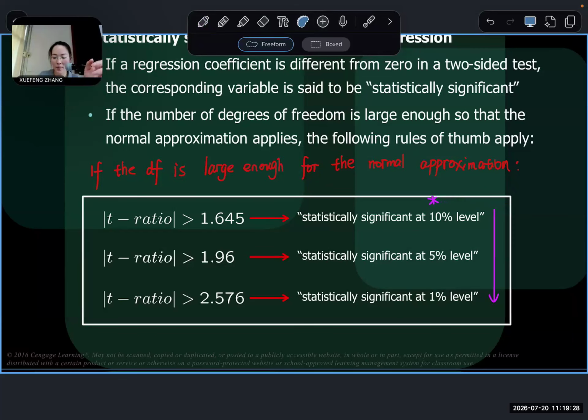So how about 5%? Can you guess? How do we call this symbol? Star. Okay, 1 star for 10%, 2 stars for 5%. So how about 1%? 3. Yeah, exactly.